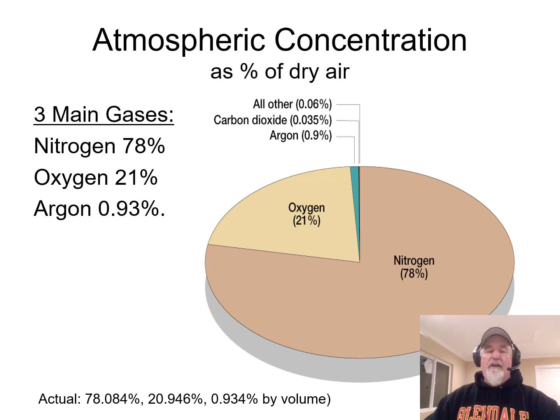And the third main gas is argon. It doesn't like to hang out with anything, even itself. So argon we find by itself making up 0.93% of dry air. The chemical symbol for argon is Ar. If we add those up together, by the way, 78, 21, and 0.93%, we end up with 99.93%. So almost everything that we're breathing in and breathing out is nitrogen, oxygen, and argon when we're talking about dry air.